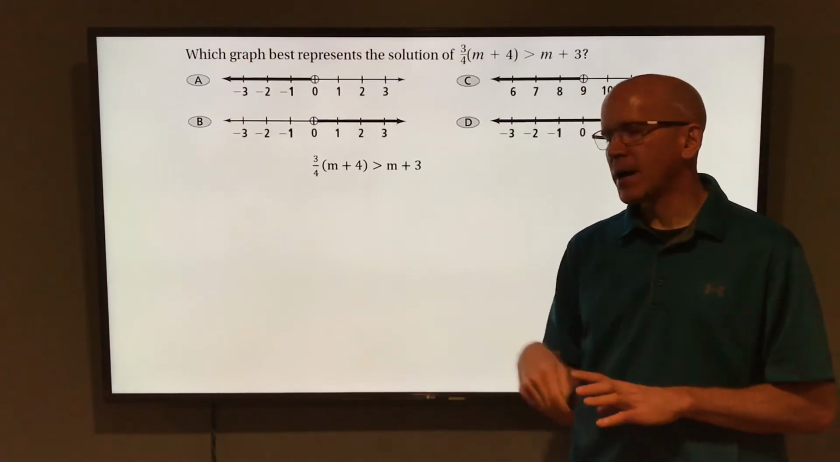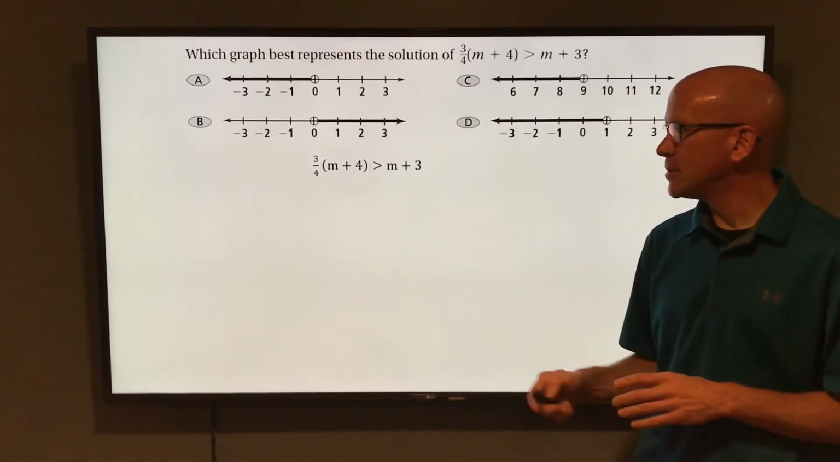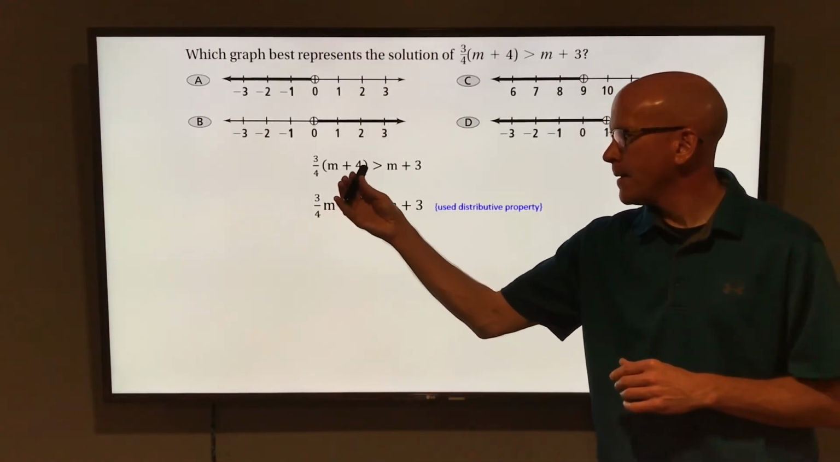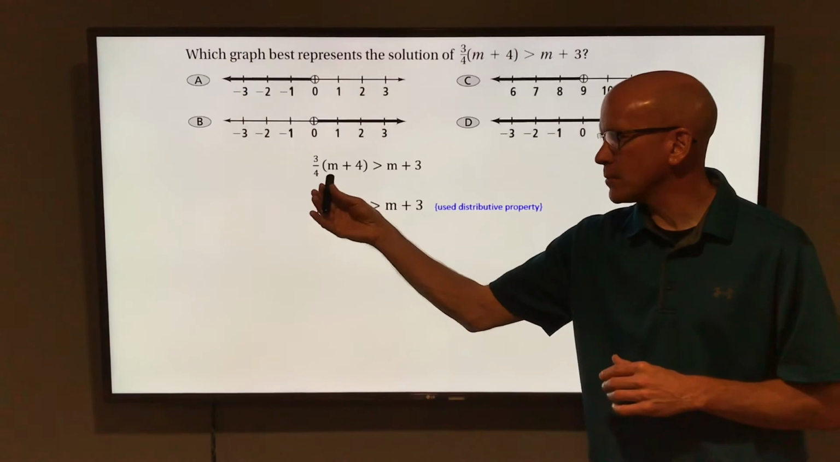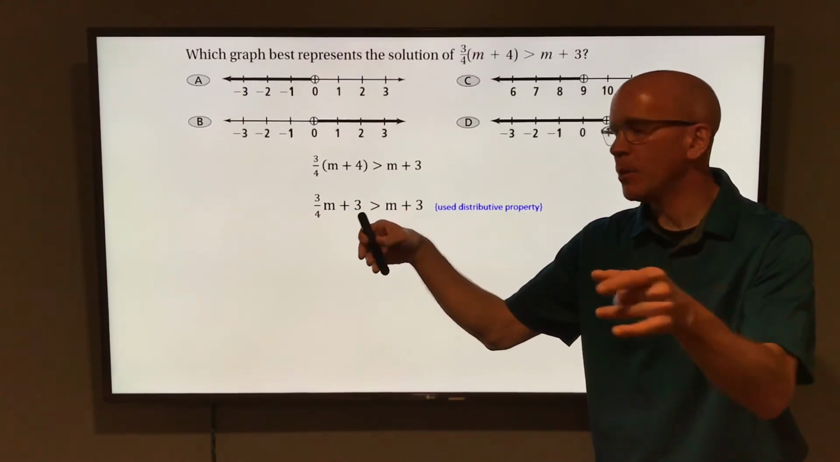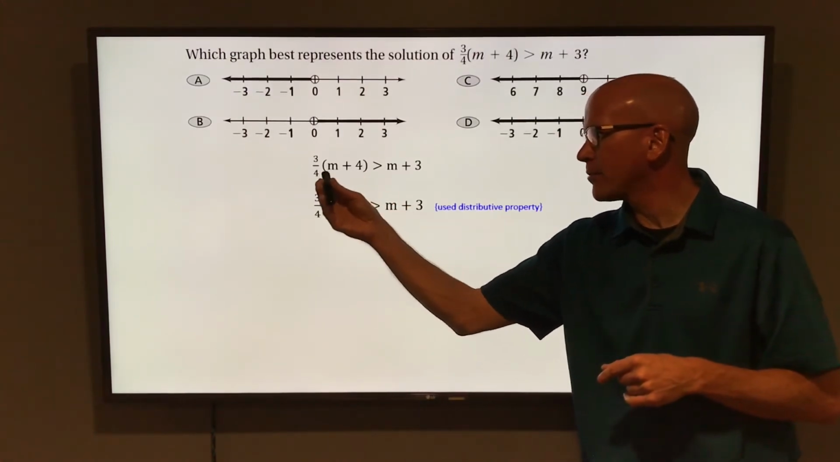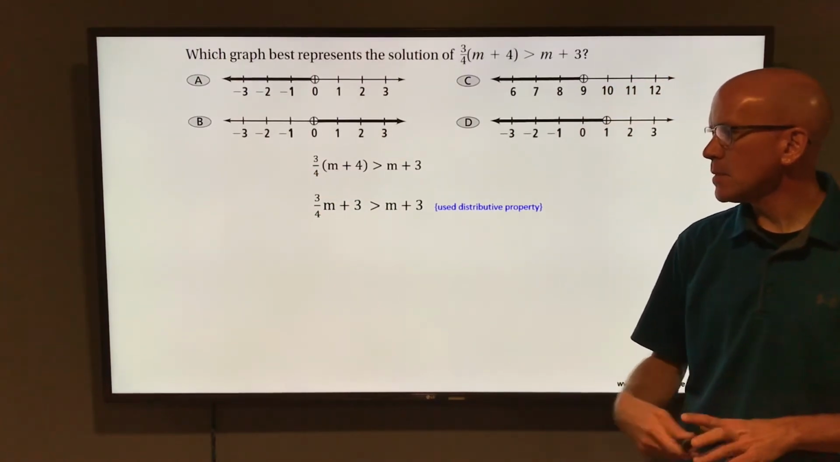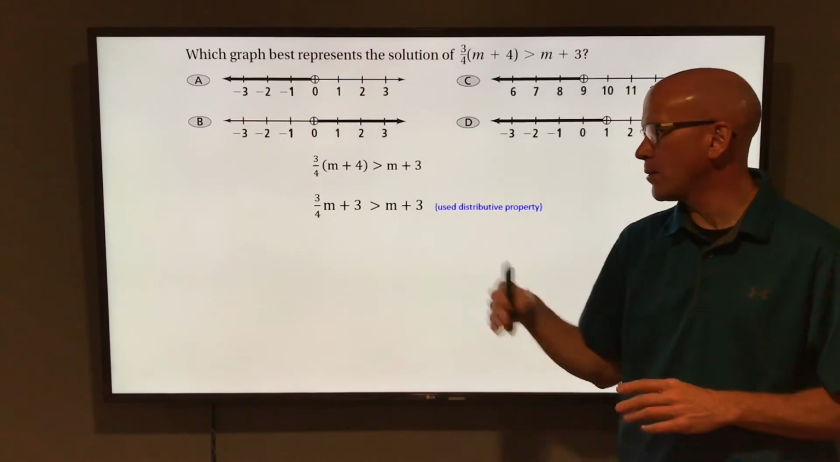I like to keep the fractions around a little longer, live on the edge. So 3/4 times m is 3/4 m, and 3/4 times 4, what you're doing there is grabbing your calculator, but what I'm doing is canceling the 4s. 3/4 times 4 is going to be 3. So 3/4 m plus 3 is greater than m plus 3.